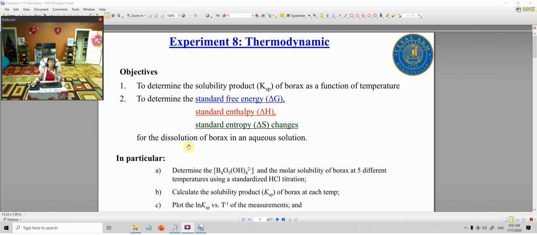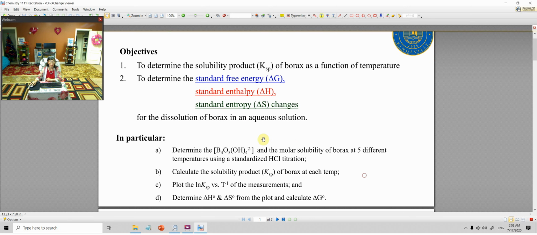Dissolve sodium borax in an aqueous solution. Particularly, what you are going to do, you are going to determine the molar solubility of the borax compound at 5 different temperatures. Again, you are going to use a standard hydrochloric acid to do the titration.